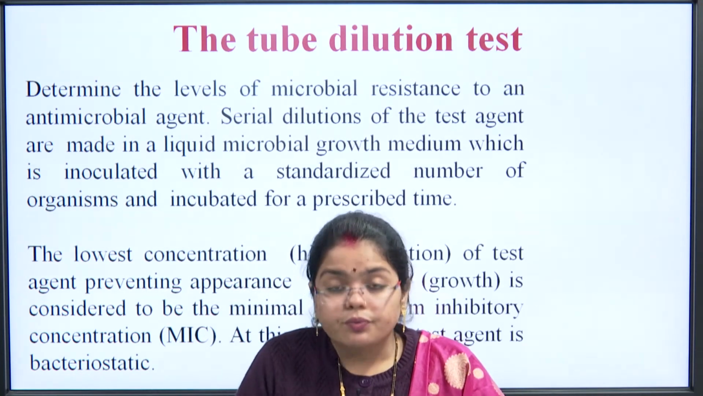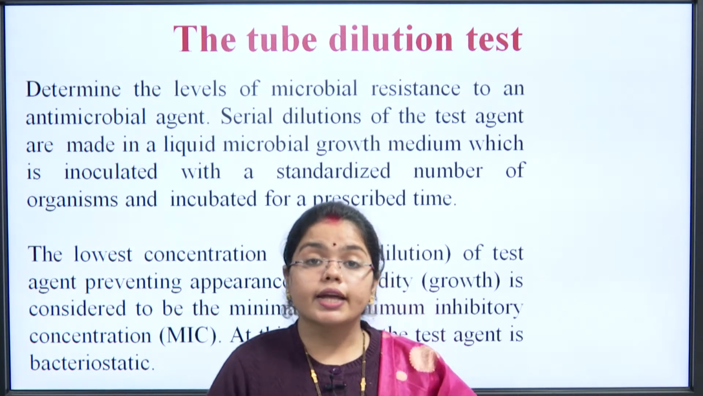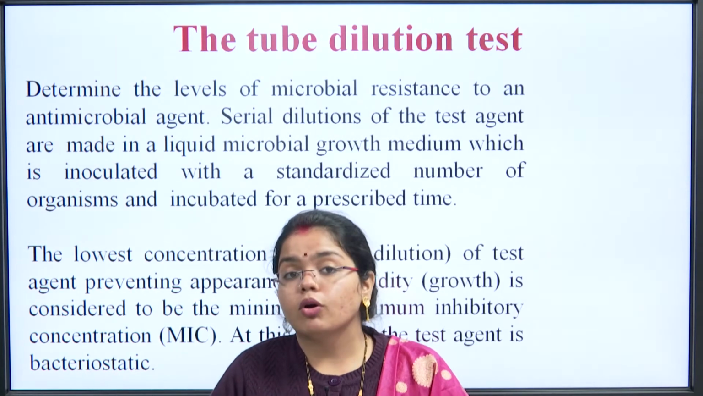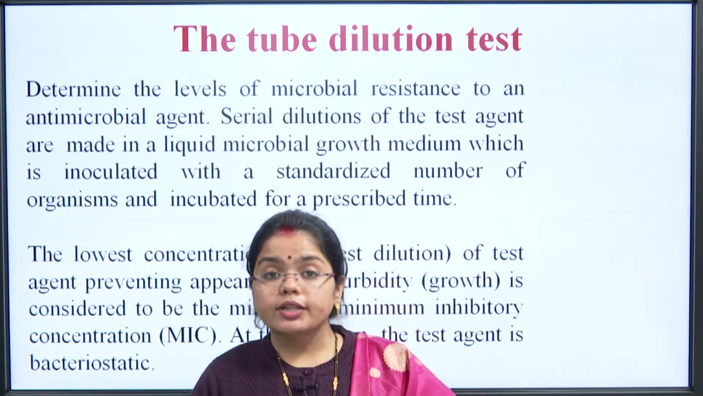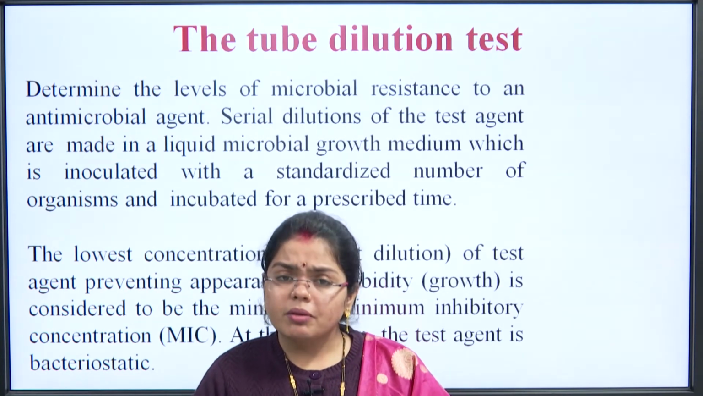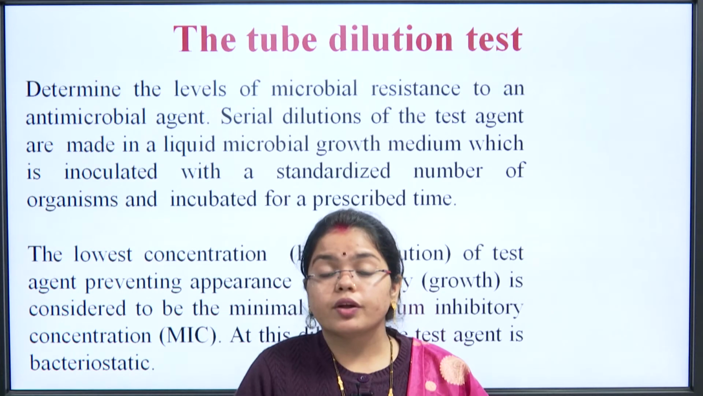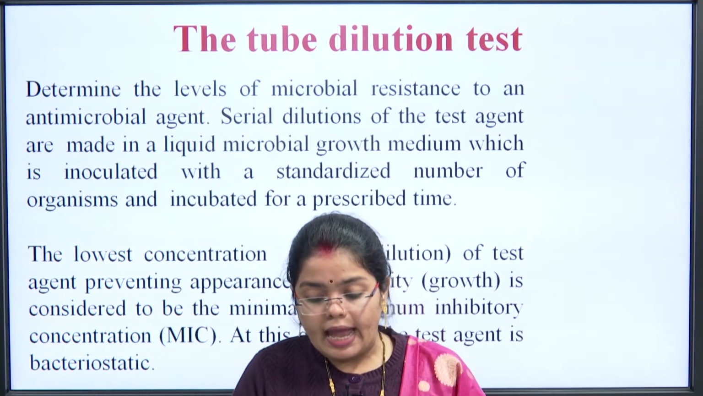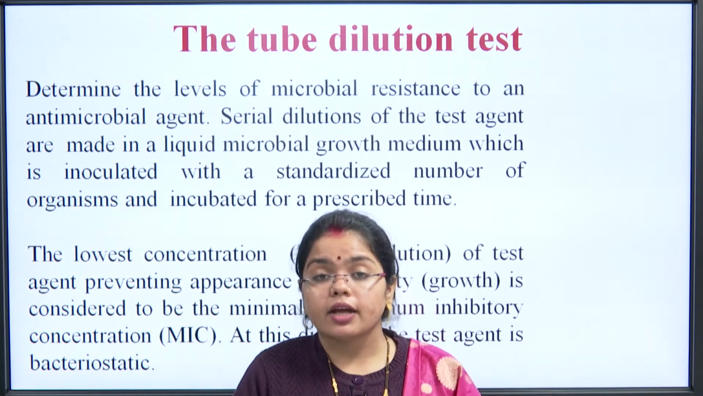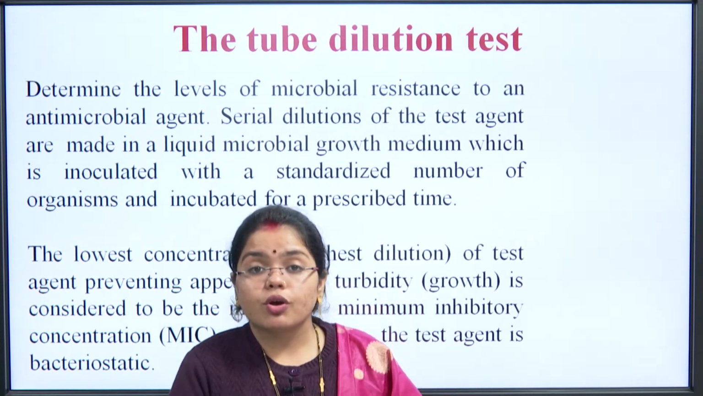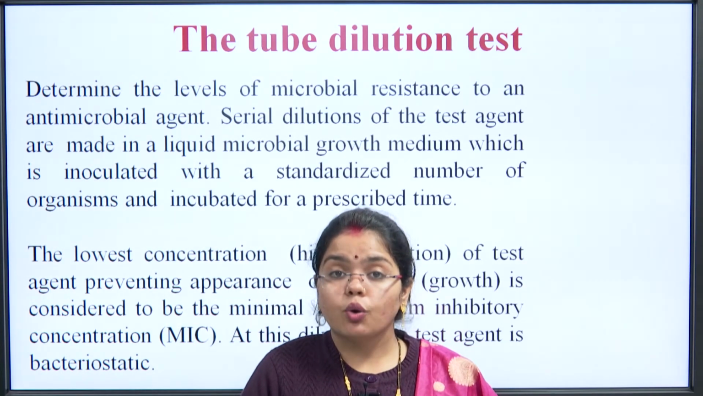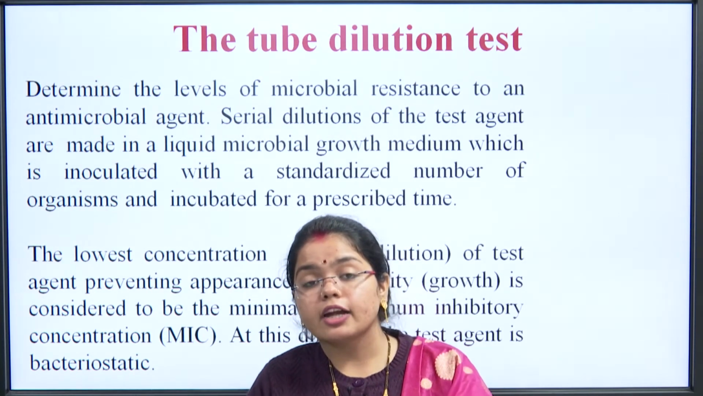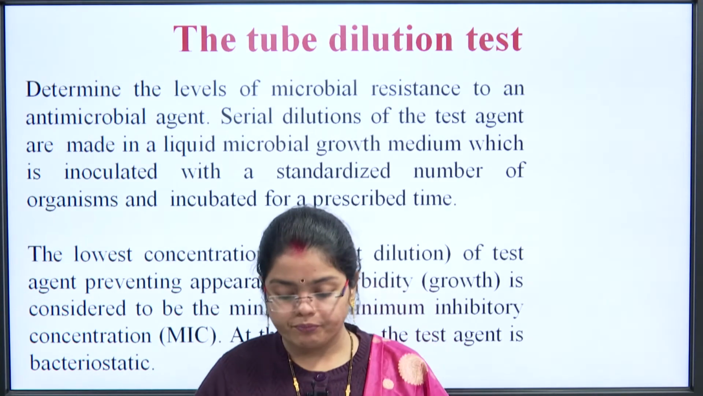So, the lowest concentration, or the highest dilution, of the test agent preventing the appearance of turbidity or growth is considered to be the minimum inhibitory concentration. We were diluting the broth again and again. The minimum concentration where the growth was absent, or where the growth disappeared, is referred to as the minimum inhibitory concentration. At this dilution, the test agent is bacteriostatic. It has inhibited the growth; it is not that it has killed the organism. So, it can be said that it is bacteriostatic. Static means that it has stopped the growth of bacteria.